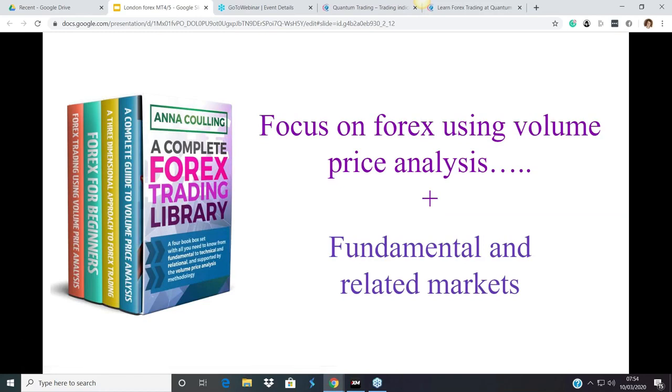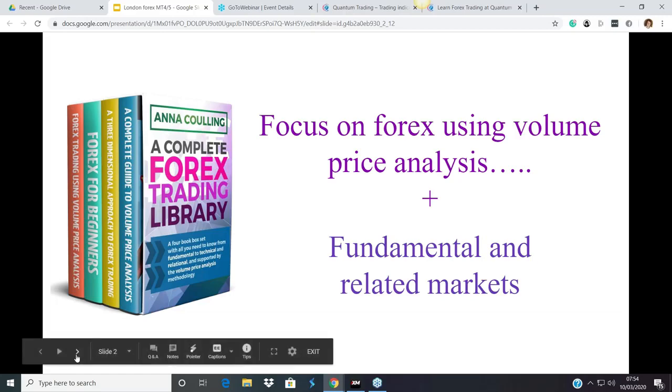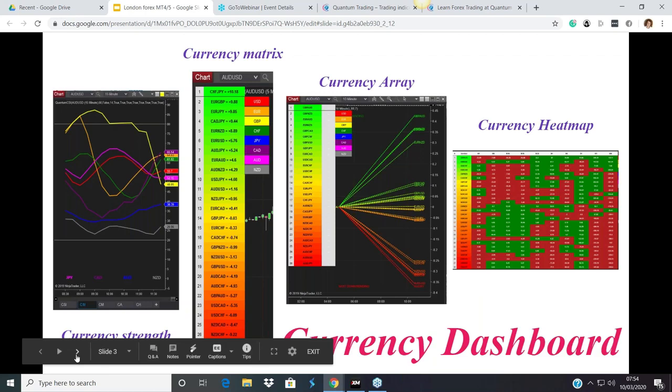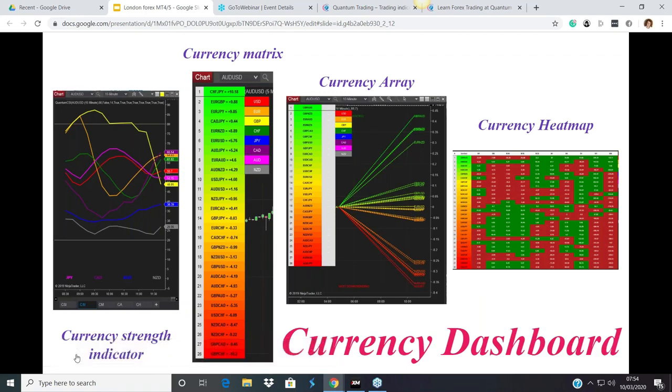In case this is your first time with us, we will be looking at the charts through the prism of volume price analysis. We look at fundamental and related markets, and all supported by quantum trading tools. I know we have some of our users in the room, and we also have some of our education students as well, and traders, so it's lovely. I hope you'll enjoy what we do, and hopefully learn something that maybe you did not know before.